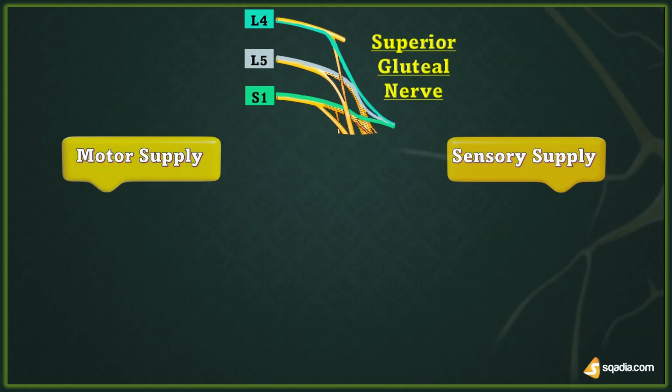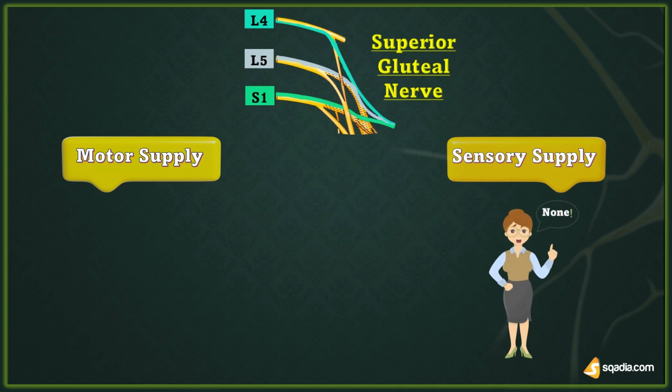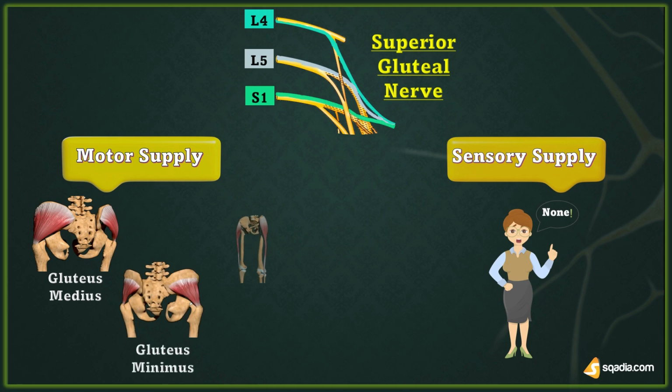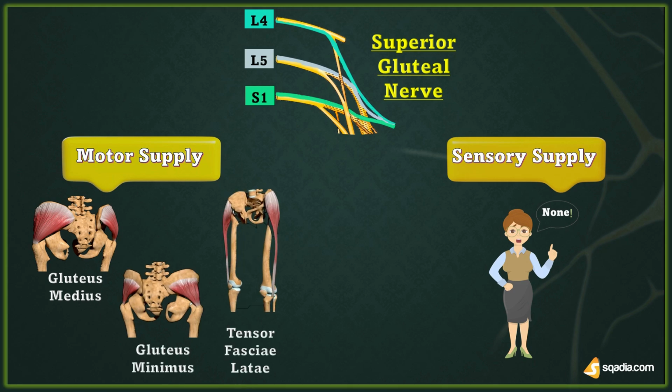This nerve has only motor function and no sensory function, meaning the nerve is responsible for the innervation of muscles such as the gluteus medius, gluteus minimus, and tensor fasciae latae. These muscles are essential for hip abduction and maintaining pelvic stability during walking, running, and other lower limb movements.